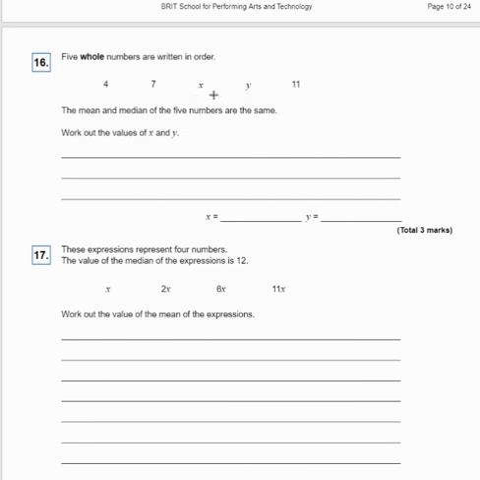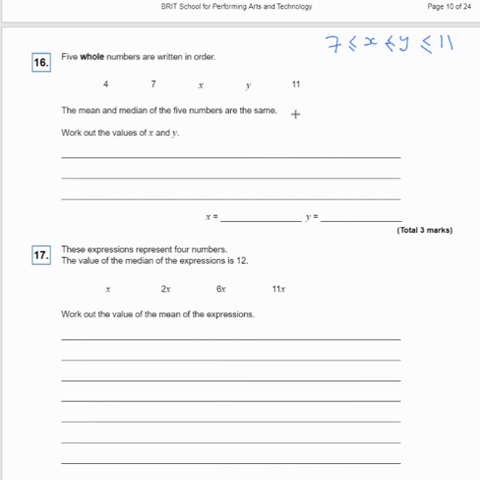So first of all, we're limited, which is good, with the values that x and y can be. They've both got to be in between 7 and 11. So I can say 7 is less than or equal to x and y, which are less than or equal to 11. In fact, because it's written in order, x is less than or equal to y, which is less than or equal to 11.